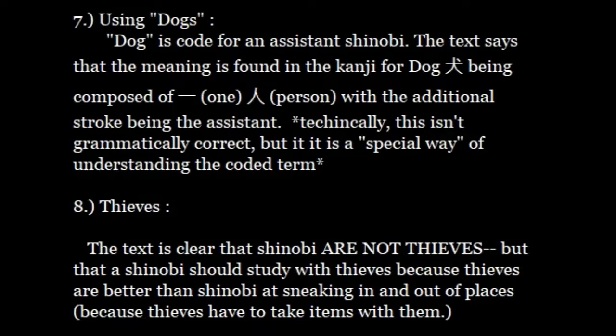Now, technically, this isn't grammatically correct, unless something has changed since the 1600s. That's not actually how you're supposed to write the kanji for dog, but that doesn't really matter because in the end, this is a special way of understanding the coded terms. So when you see what looks like the kanji for dog, it's not supposed to be written in the correct stroke order, but it's supposed to be the concept of a single person with an assistant.